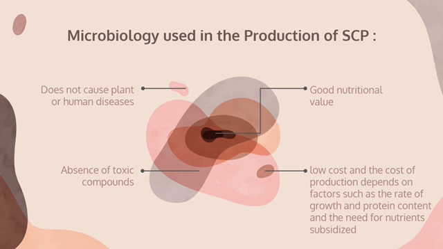Microbiology used in the production of single-cell protein does not cause plant or human diseases, has good nutritional value, absence of toxic compounds, and low cost of production, but it depends on factors such as the rate of growth, protein content, and the need for nutrition.